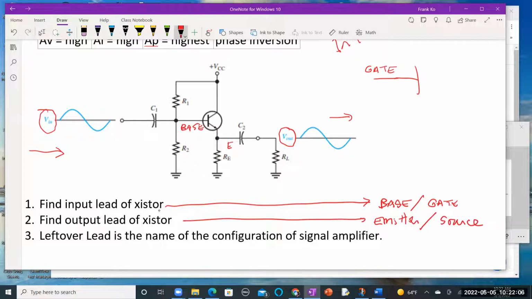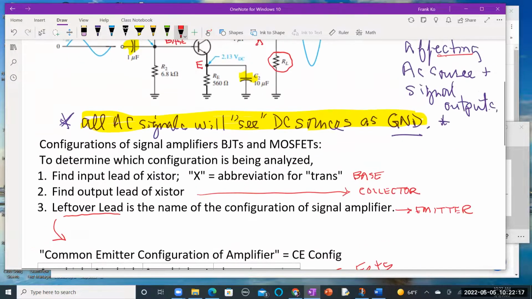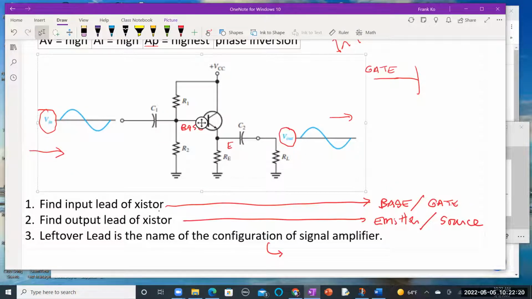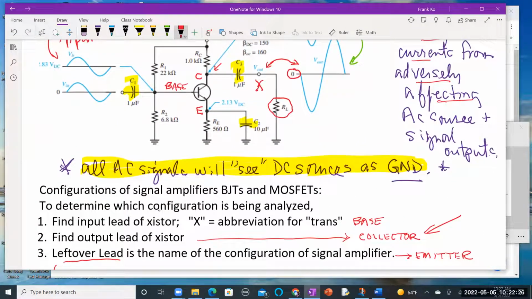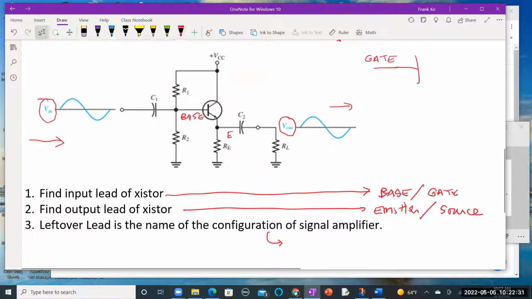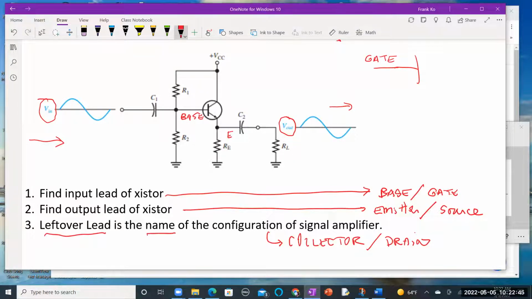Yes. And then the leftover lead is what? Let's see again. Wait, I'm trying to remember it. Right here. Collector. That's what it's called, collector. Collector, okay. So collector, which in a FET would be the drain. Drain. So the leftover lead is the name of this configuration.